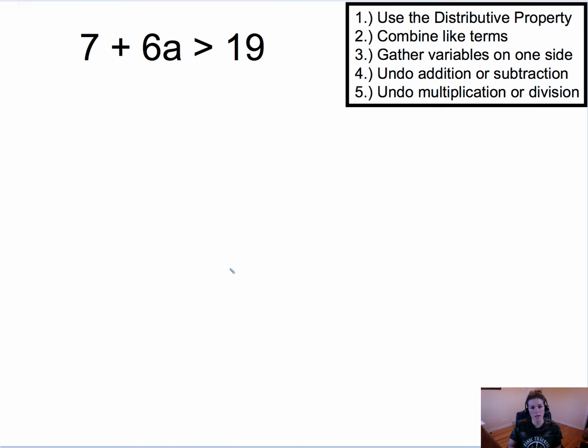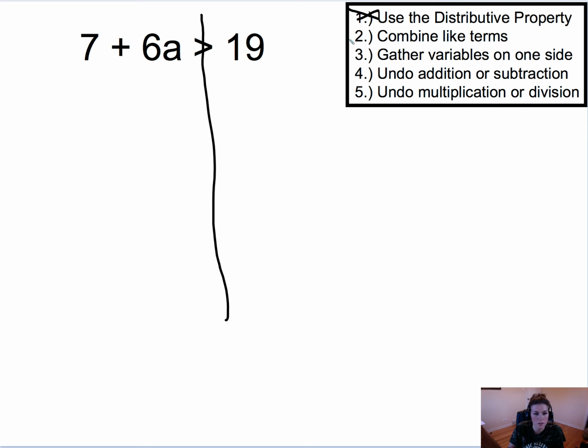7 plus 6a is greater than 19. I have the steps here to remind us. Remember that the inequality sign separates the two sides. The variables on the left, along with a 6 and a 7. So we go through the steps. Remember, we only use them if necessary. So step 1, use the distributive property. There's no parentheses, so I don't need to do that one.